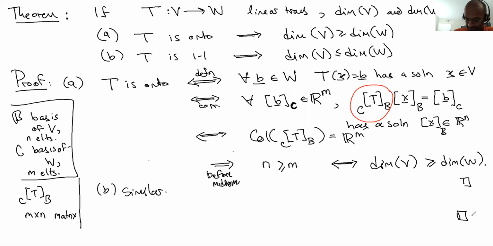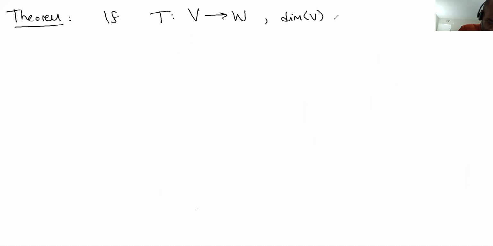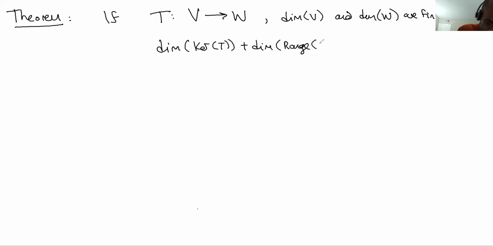Okay, so that's an example of a theorem translated. And another very important theorem that is translated in pretty much the same way is the rank nullity theorem. It says if T is a linear transformation from V to W, and both are finite dimensional, then the dimension of the kernel of T plus the dimension of the range of T is equal to the dimension of V. The rank nullity theorem.